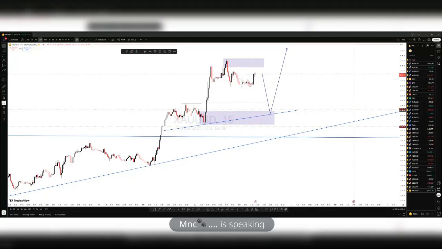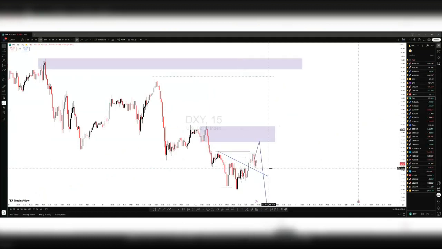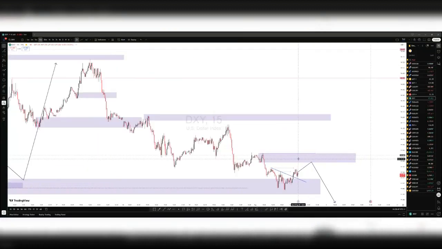Please help me with your sentiment on the DXY. My sentiment on DXY? Well, we did that at the beginning, and this is it. My sentiment actually is bearish.